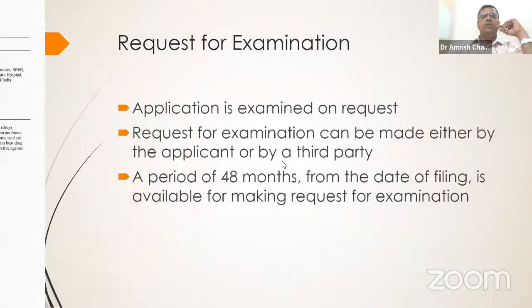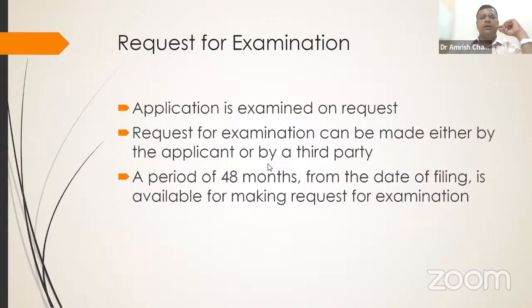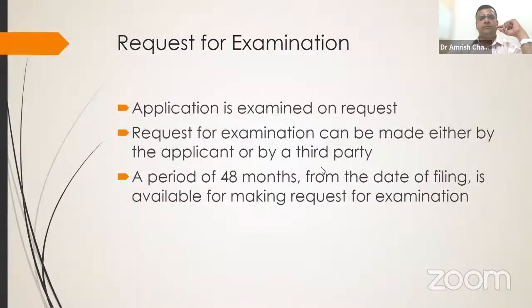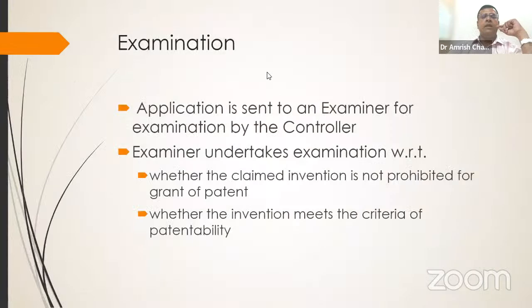After this, you will have to file a request for examination. The time period is 48 months. You can file it along with filing also on day one, or you can file it in 4 years. So once the examination is filed, it will go to the examiner, and they will evaluate your patent.